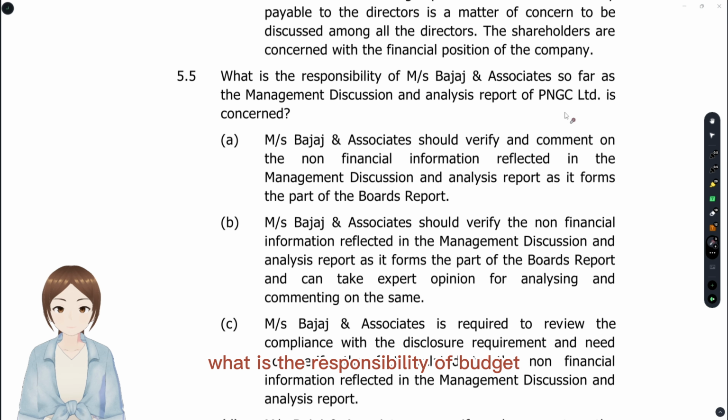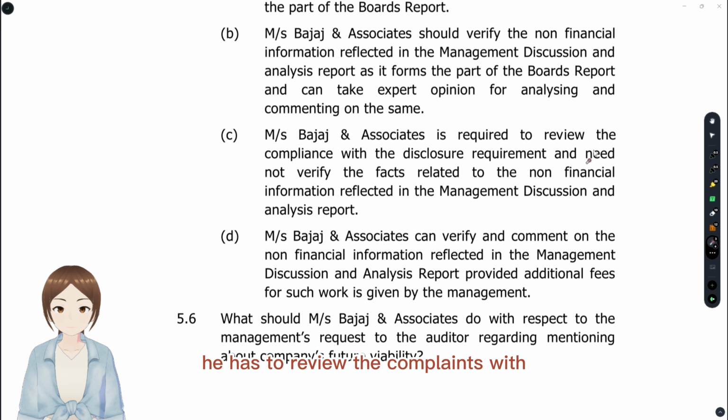What is the responsibility of Bajaj as far as the management discussion and analysis report is concerned? Should the auditor verify and comment? He need not verify that. He should review all those statements. He has to review the compliance and need not verify the facts related to non-financial information reflected in the management discussion and analysis report.